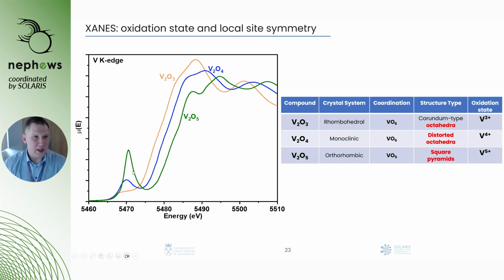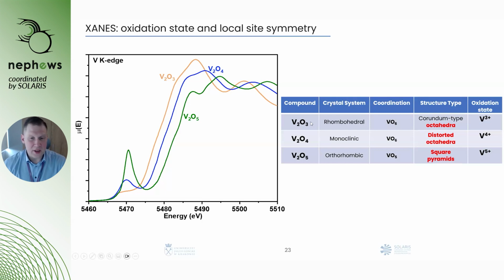We see that for V2O3, the pre-edge is less pronounced in comparison to V2O5. Why is it like this? As we remember, the pre-edge appears in the spectrum due to 3d-4p hybridization of the levels, and the higher the hybridization is, the higher the probability that we will have such a transition. And we know that the hybridization is higher when the symmetry of the system is lower.